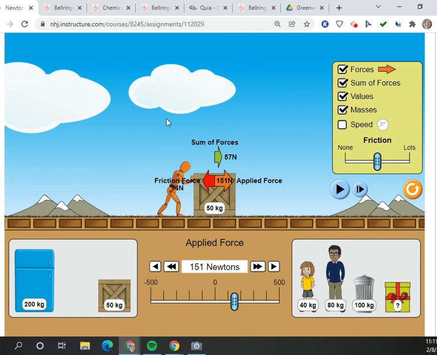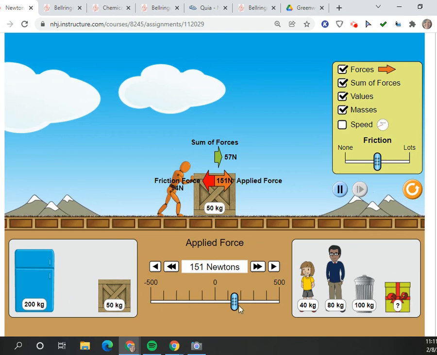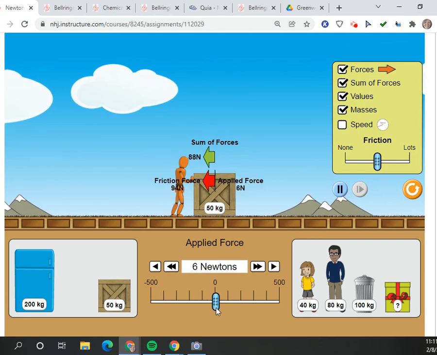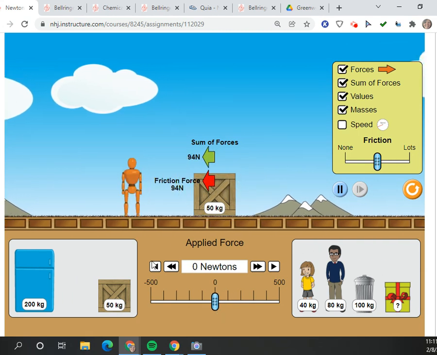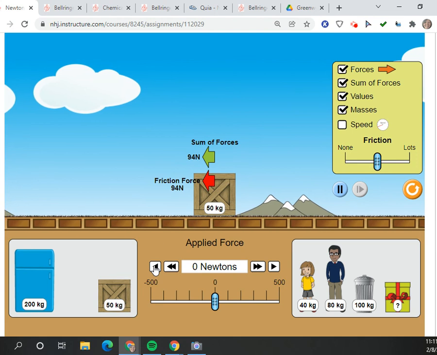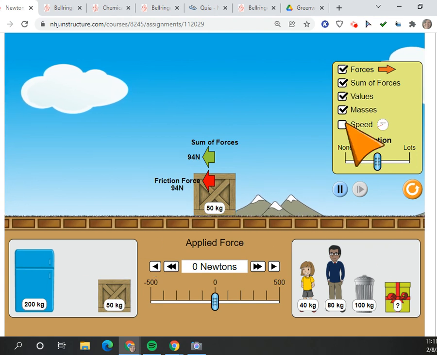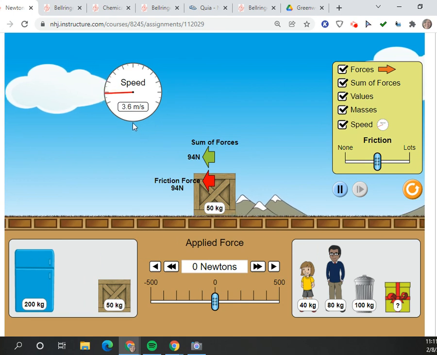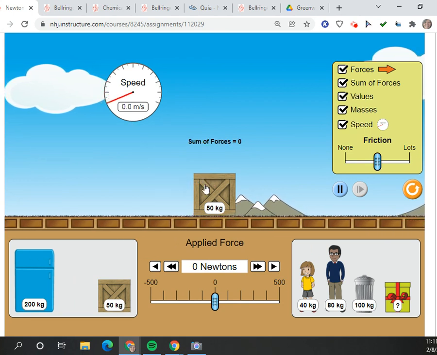So when we took the guy away from the box before, so we stopped applying a force, what happened to the box? It kept moving. What if I stop applying a force now? Is it going to keep moving? Okay, it's moving. What do we notice? It slows down and stops. Why?